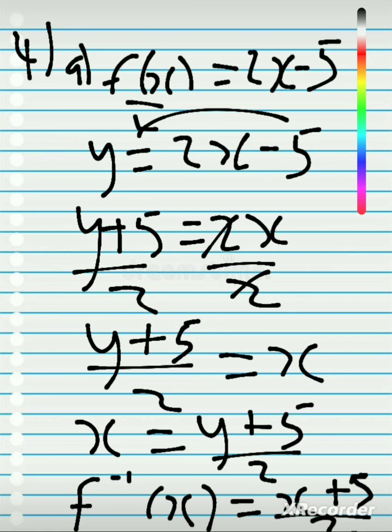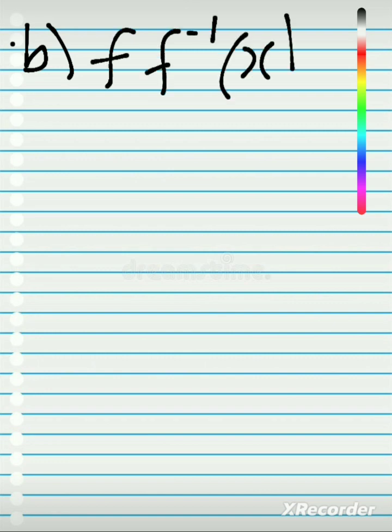Question 4b, it was an interesting one. It says f of f inverse of x. Normally, f of f inverse of x will always be giving you x, regardless of the expression you are working with. But anyway, let's show how true this is.